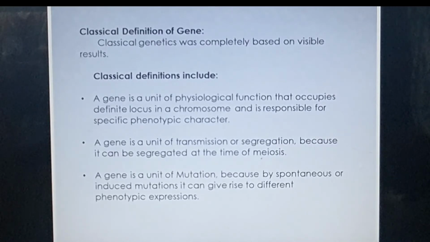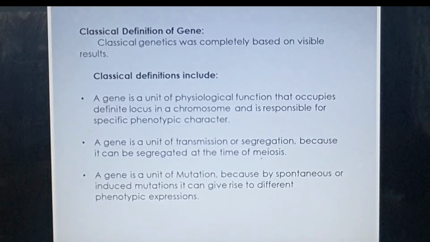Third, a gene is a unit of mutation, because by spontaneous or induced change it can give rise to different phenotypic expression. For this, let us see what mutation is. Mutation is a sudden change in a genetic sequence. It could be natural, or it could be induced. Induced means not spontaneous, but artificial, that we induce as per our will. So a gene is a mutational unit, meaning mutation can occur in the sequence of a gene, because by spontaneous or induced mutation it can give rise to different phenotypic expression.